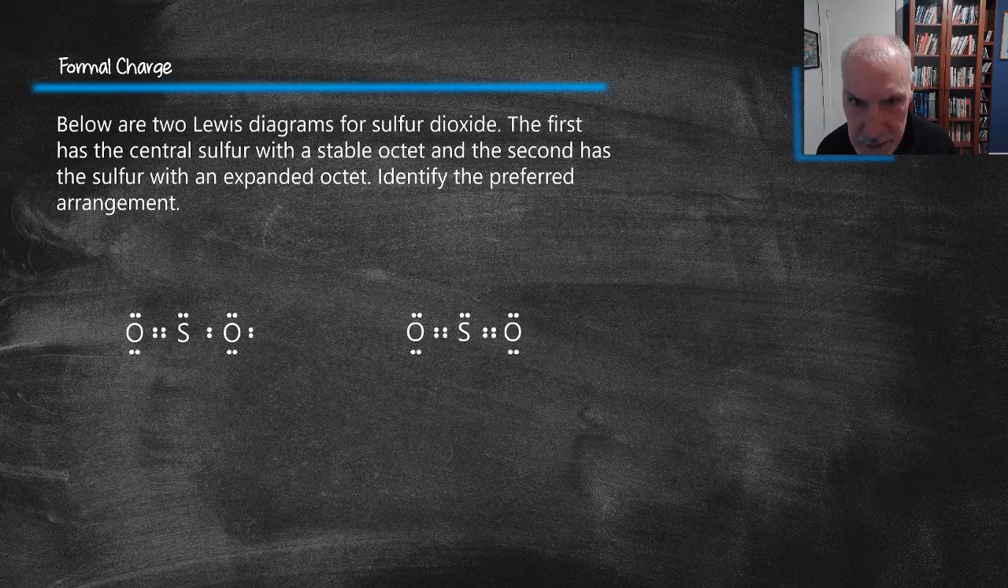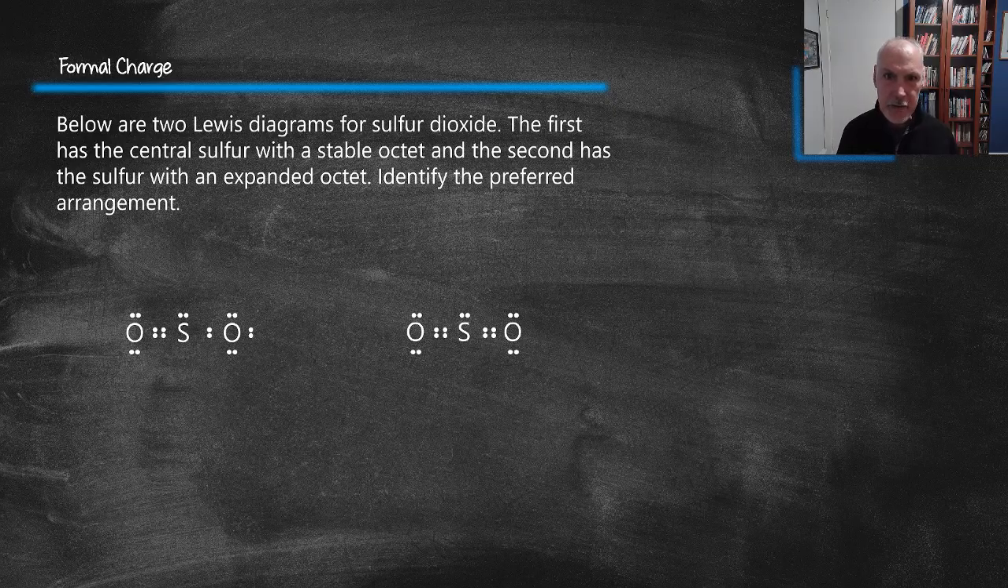Let's try a question dealing with formal charge. Below are 2 Lewis diagrams for sulfur dioxide. The first has a central sulfur with a stable octet. The second has a sulfur with an expanded octet. Which is the preferred arrangement? First, we'll check that we have the number of electrons correct. There should be 9 pair in both diagrams.